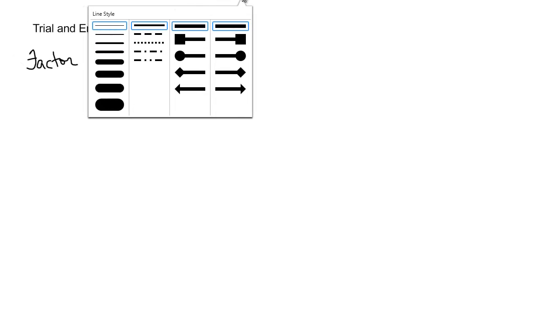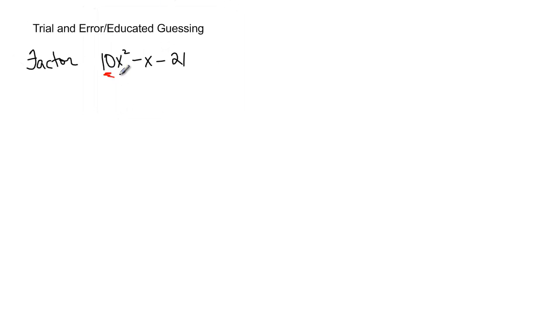If we're given something such as this, where it says factor 10x squared minus 10x minus 21, this is an example of a trinomial where the a value, this number in front of the x squared, is not 1. There are a couple of different ways to do this. The first one we're going to look at is something called trial and error, or educated guessing.